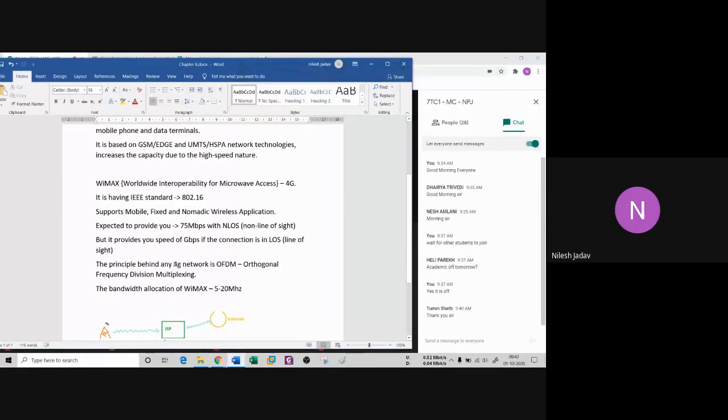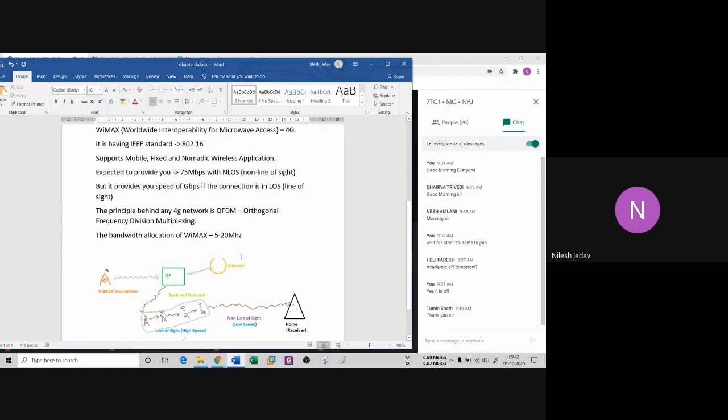It is based on something called OFDM, as well as something called multi-carrier modulation (MCM). Both technologies are behind this 4G technology. The bandwidth allocation is similar, 5 to 20 megahertz, which was there in 3G as well.